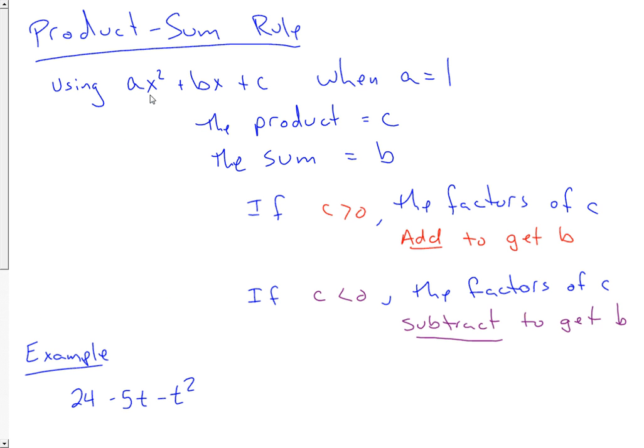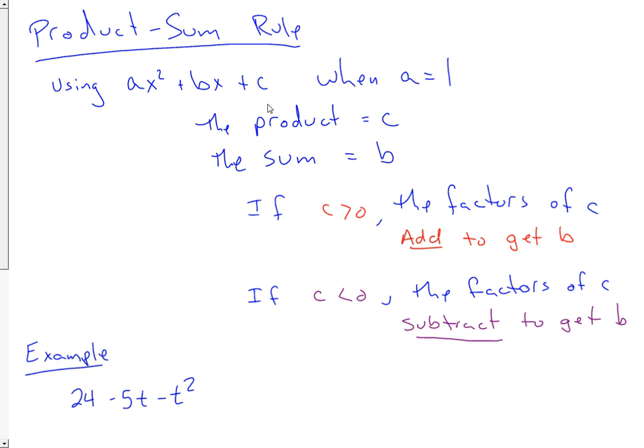All right, here is the product sum rule. The product sum rule is something we are going to use when we have a trinomial. If we have a trinomial where a is 1, where the front value is empty and it's a 1, and all we see is the variable squared, the product is just the c value, and the sum is the b value.